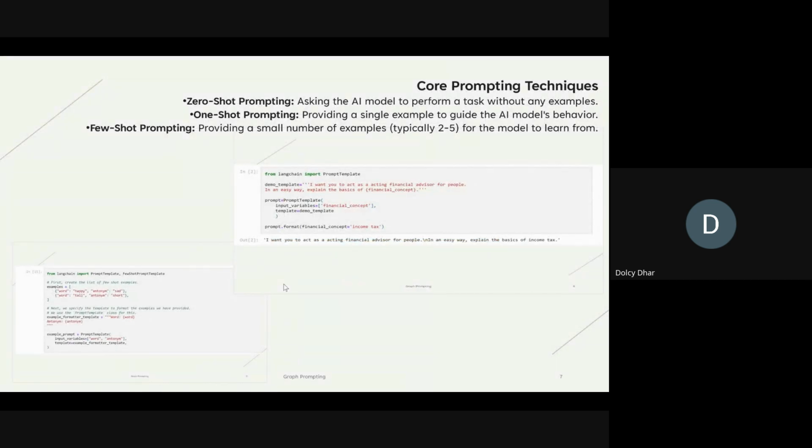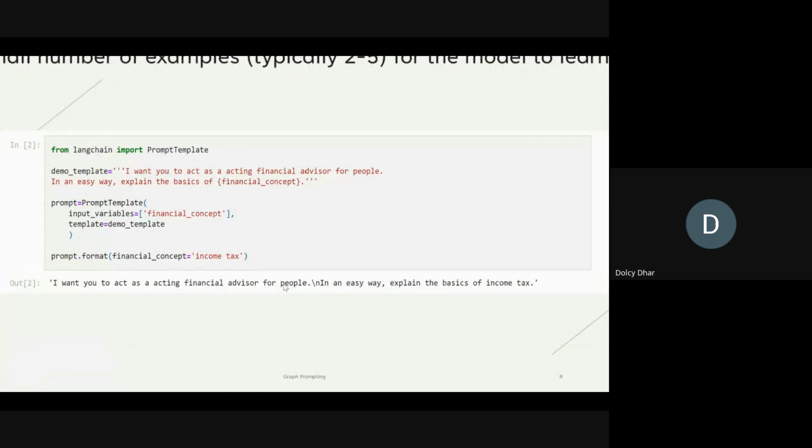So, just again, a small recap into a few examples. You can see I'm using the prompt template from LangChain. Just a second.